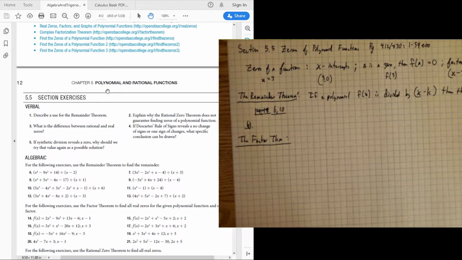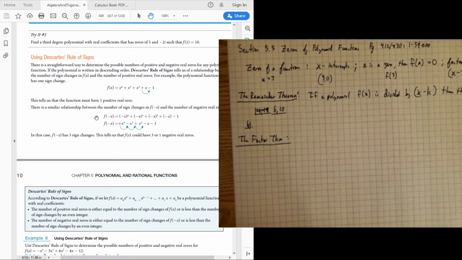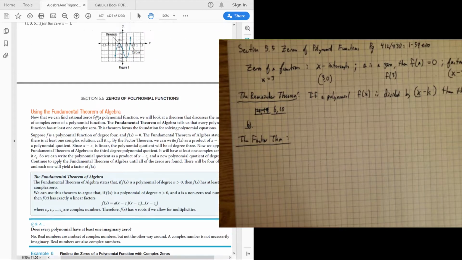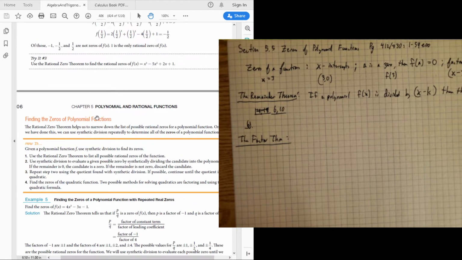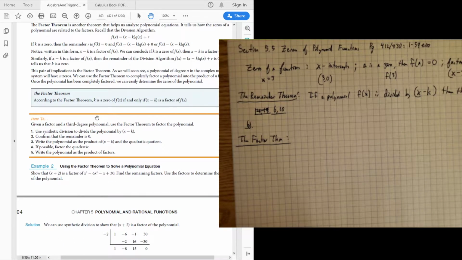Okay, let's go to it. The factor theorem is the big part of tonight's homework assignment, as you can see by the notes and by what's in the book. Factor theorem, factor theorem, there's the factor theorem. There it is.